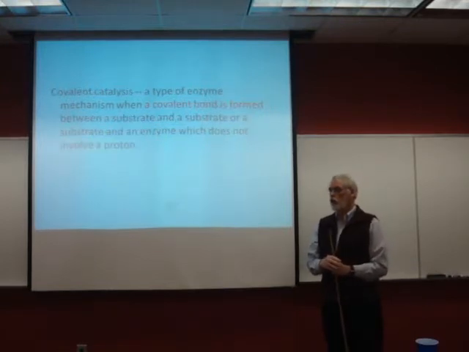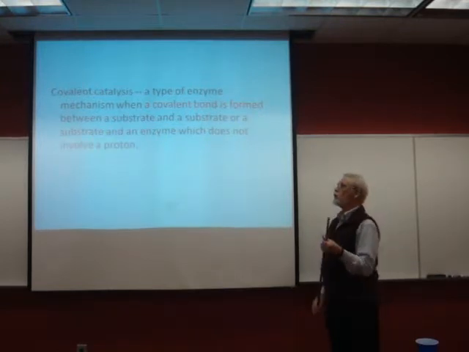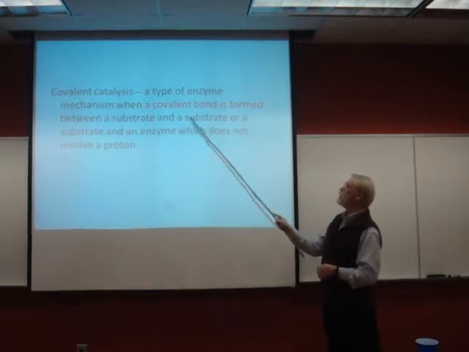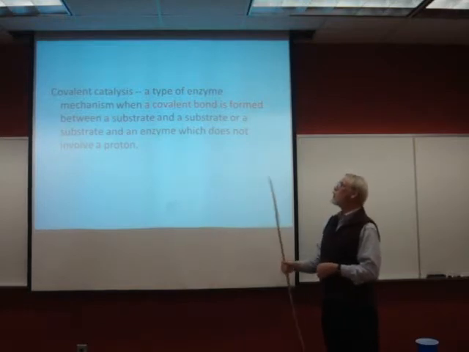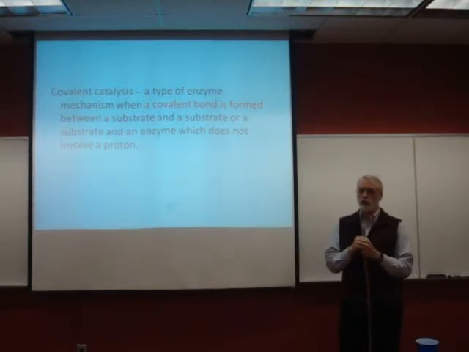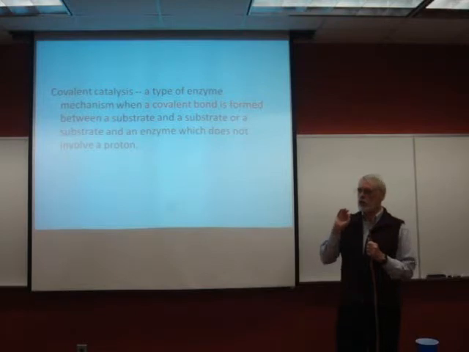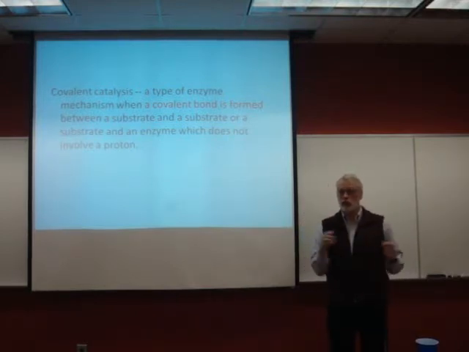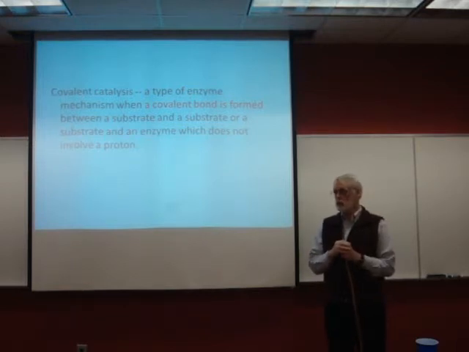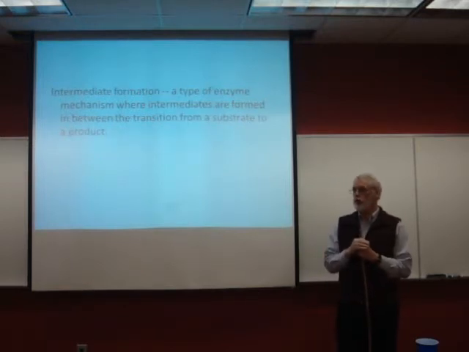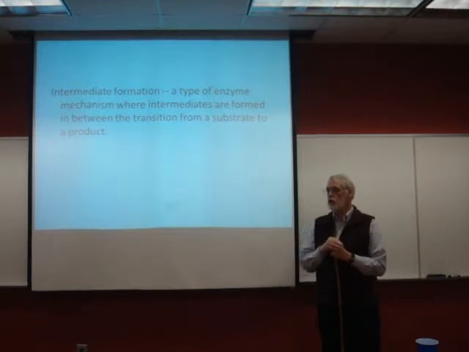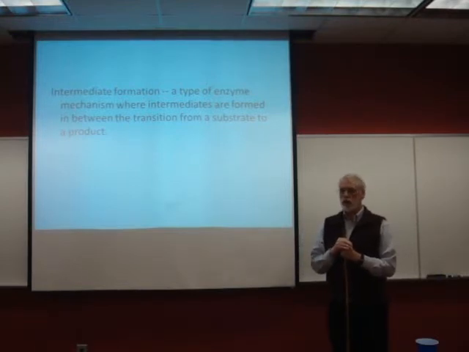The next definition involves covalent catalysis. In this particular case, we're going to form a covalent bond, typically between the substrate, or the substrate and an enzyme. And it does not involve a proton. This is a bond that's being formed. Nothing has to be transferred in the process. All we do is form a bond. Finally, we have intermediate formation, which is going to be a mechanism involving formation of intermediates between the transition from the substrate to the product.